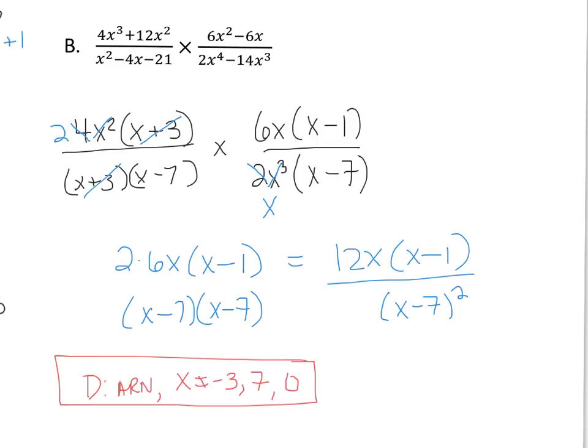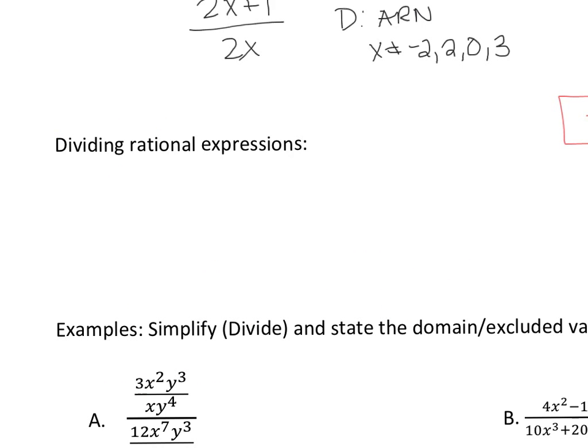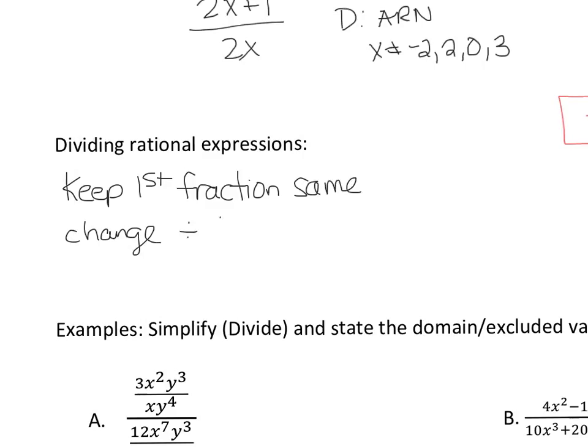Let's take a look at dividing, which if you recall from fractions, dividing is really the same as multiplying because you just have to keep the same fraction for the first one, change it to multiplication, and flip the second fraction upside down. So when we're dividing rational expressions, just like fractions, keep the first fraction the same. Change the division to multiplication. And flip the second fraction. Then we're just going to follow the rules of multiplication.